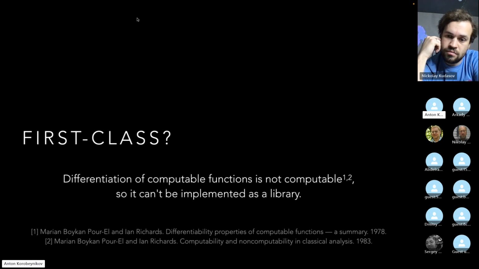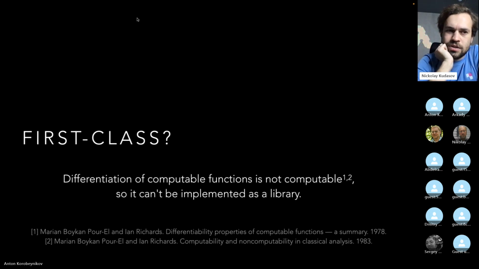We cannot just say, okay, here is my library that calculates trigonometric functions, here is my library for, I don't know, graphics, and here is my library for differentiation. So no. Differentiation cannot be implemented as a library. Therefore it could either be a restricted domain specific language or be fully language integrated as a first class feature. Anton, is it possible to ask questions?